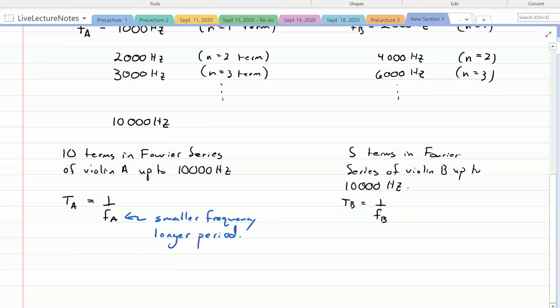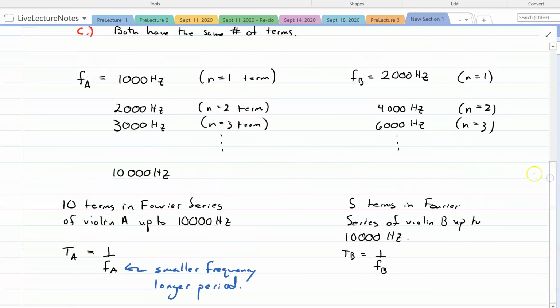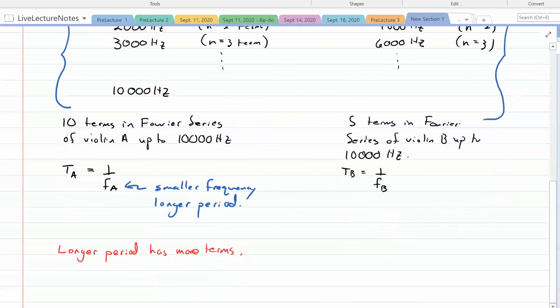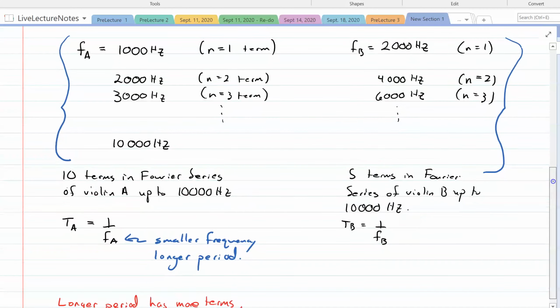And then we saw that the longer period has more terms in the sum. This one has 10 terms in the sum, whereas this one only has 5. And maybe a better way of thinking about it is, what is the spacing between the frequencies? These frequencies are more closely spaced, right? The spacing between these frequencies is 1,000 hertz, whereas the spacing between these frequencies is 2,000 hertz.